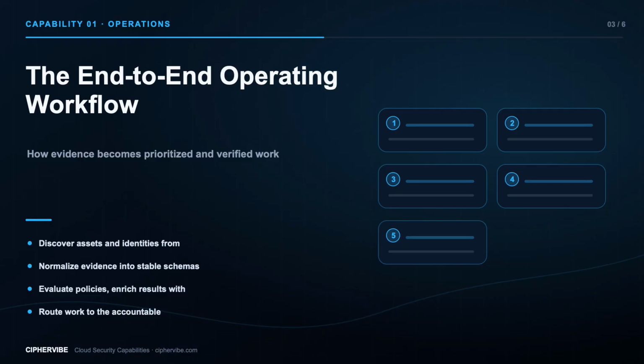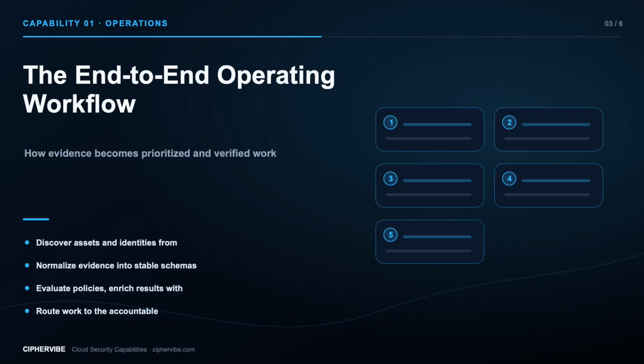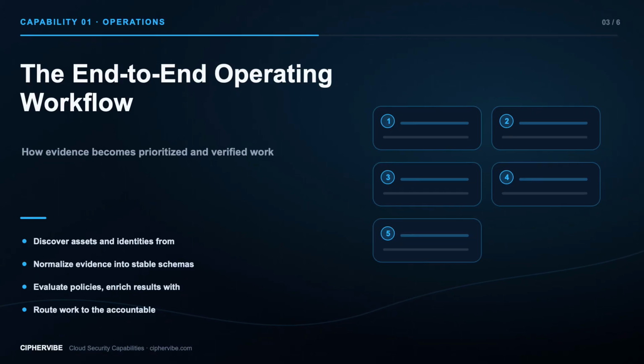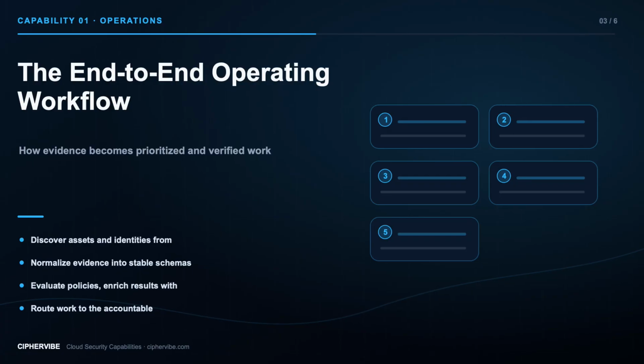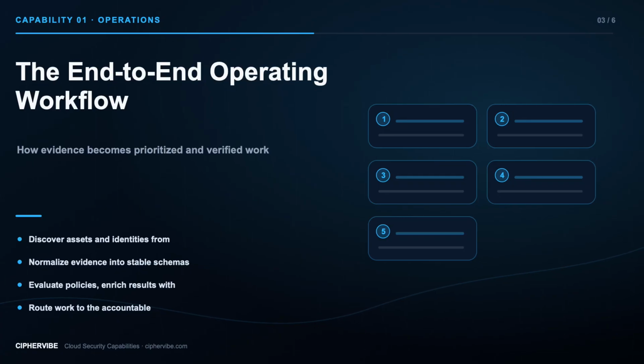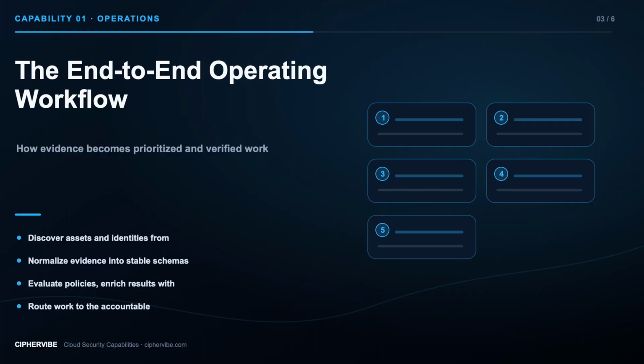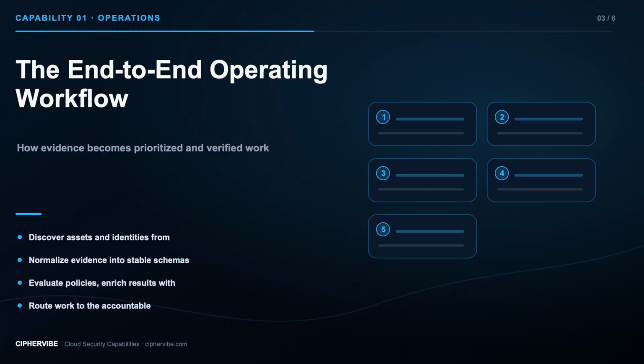Define escalation points for missing owners, disputed priority, failed changes, and evidence that suggests active compromise. Those conditions should move into incident or risk governance rather than remaining indefinitely in a routine queue.